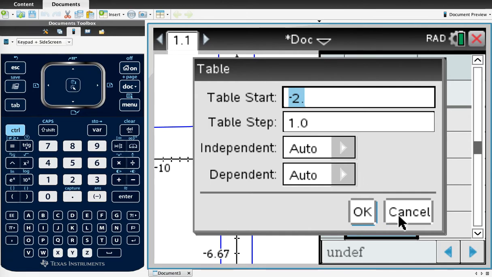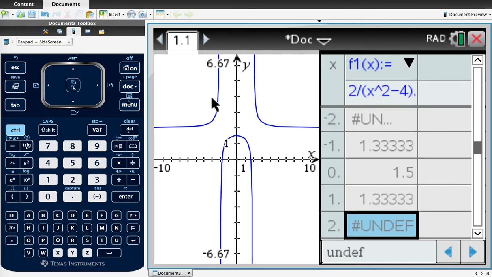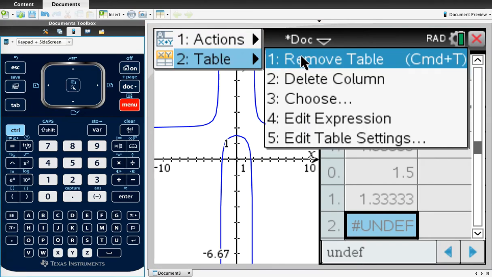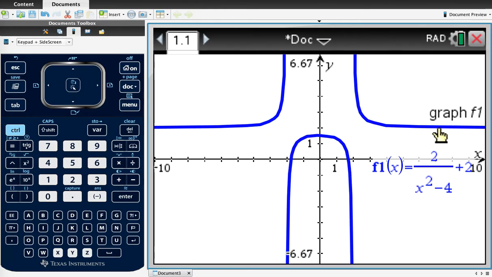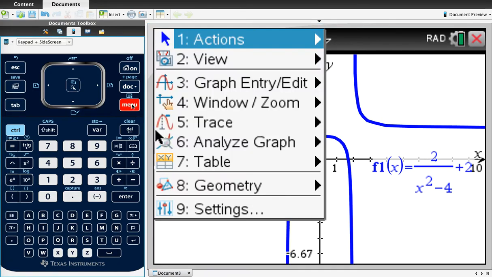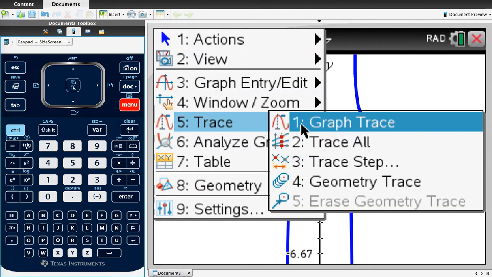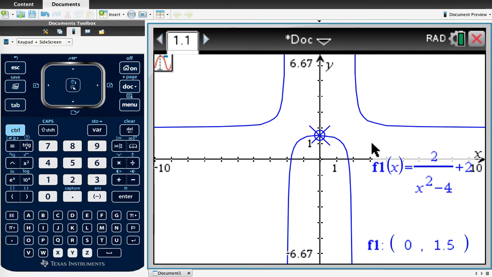If we remove that split, so table, remove table, we then also need to think, well, how could I work out where my horizontal asymptote would be if it wasn't quite as obvious as it is in this case? And I would use a different method for this. I would use the trace function.